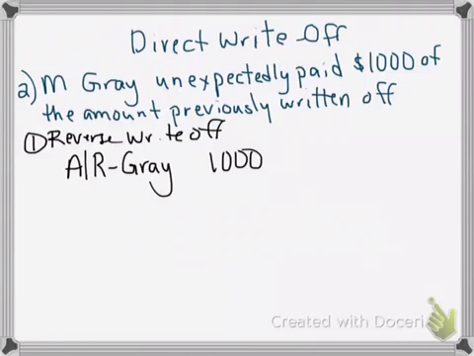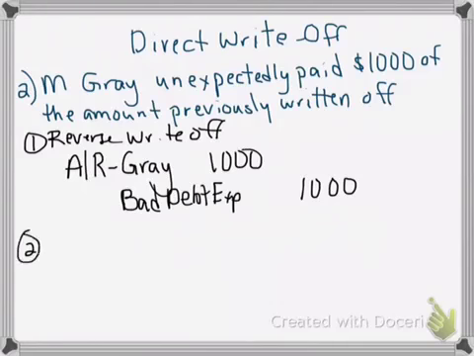So we're not going to recreate the whole thing because we're really not expecting her to pay. This was kind of unexpected for us. So we would just recreate the amount that she's actually paying us, which is $1,000. And that would come out of the bad debt expense account because that's no longer bad debt expense, because in fact she's paid us for that.